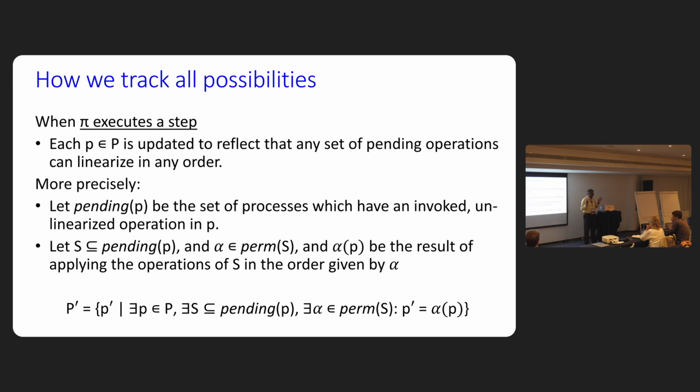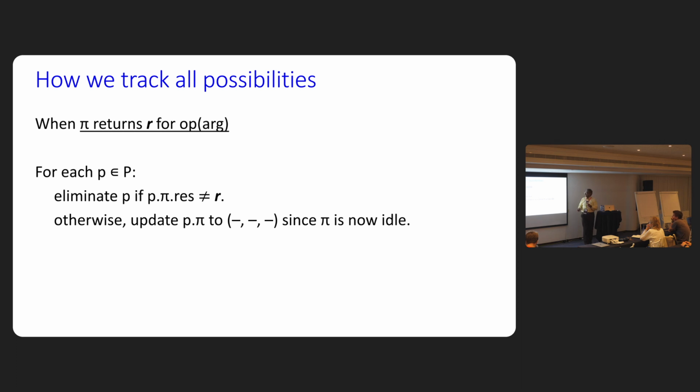True. Because I don't know anything about the algorithm, I threw in all the possibilities. But there are moments in the execution when, if I threw in some junk possibilities about which I need not have cared, then there is a way to filter them out, and that comes in the next step. So this is the third update rule, and this third update rule is when a process pi returns a particular value r in the algorithm for the operation op arg that it has executed thus far.